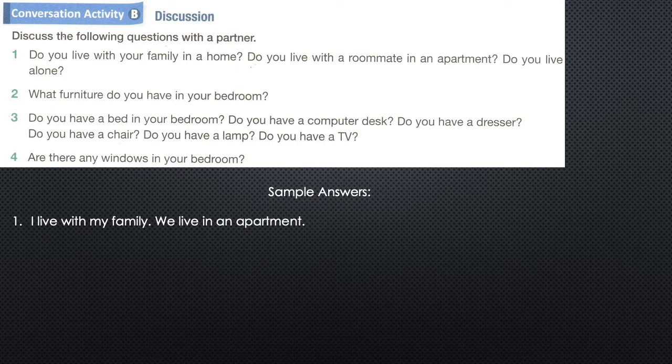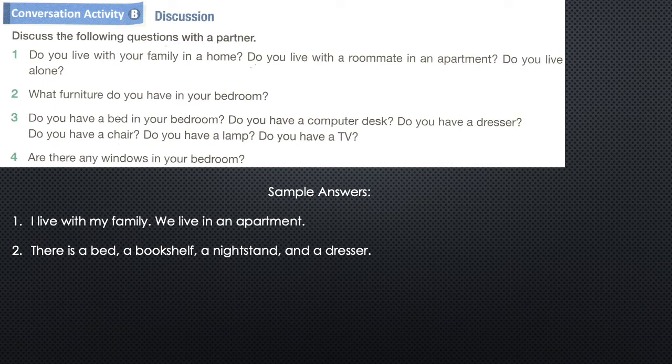Number 2, what furniture do you have in your bedroom? In my case, there's a bed, a bookshelf, a nightstand, and a dresser. The dresser is for clothes. Number 3, do you have a bed in your bedroom? Do you have a computer desk? Do you have a dresser? Do you have a chair? Do you have a lamp? Do you have a TV?